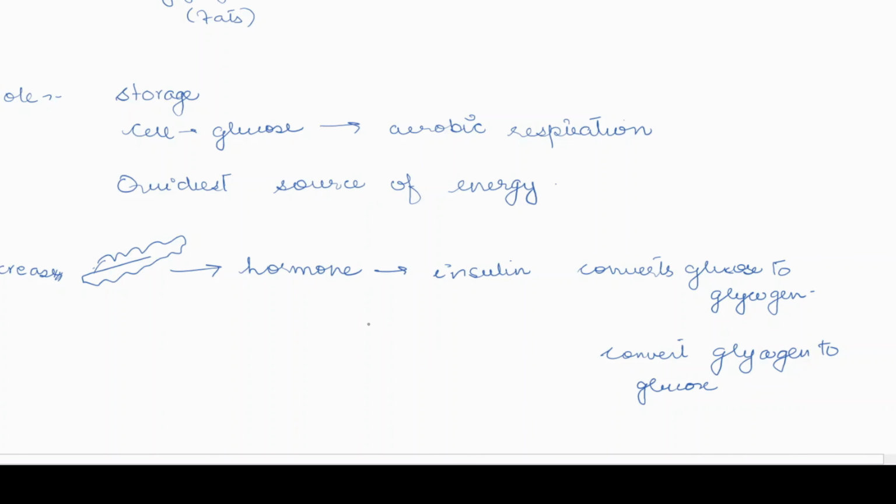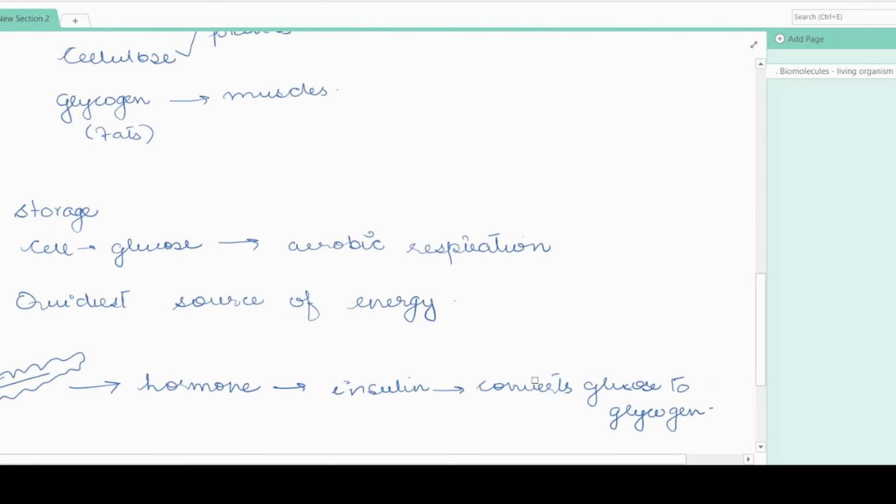And that is done by another hormone produced by the same pancreas, but the name is glucagon. So these two hormones act opposite to each other. Insulin converts glucose to glycogen, and glucagon, oh god, I have written glycogen, sorry, it's glucagon. Glucagon converts glycogen to glucose.